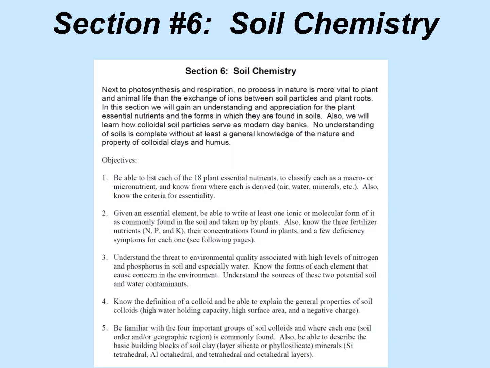So this first slide set, we're just going to talk about this first objective right here: be able to list the 18 plant essential nutrients and also know the criteria for their essentiality, and then this one right here up to the end of the first sentence. Given an essential element, be able to write the form that it exists in, and we'll talk about what that means in just a minute.